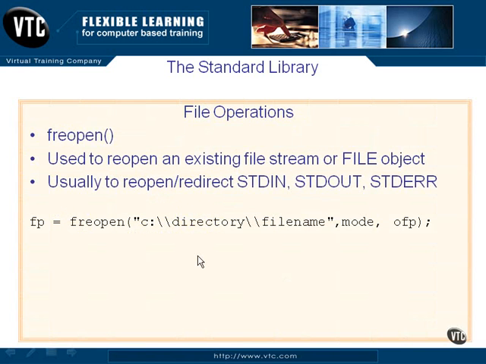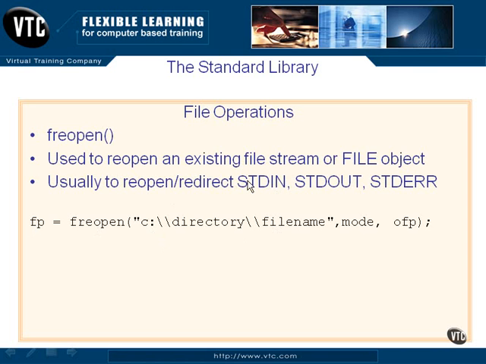Here's freopen, and this is used to reopen an existing file stream or file object. When you use freopen, it returns a file pointer to the new file, and here you give it the file name, the mode, just like in the previous screen, and you have a new parameter. This is the old file pointer. Like out here, we had fp equals fopen before. Well, now we want to reopen that same handle with a different file name.